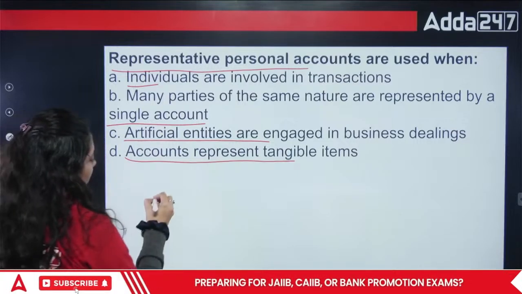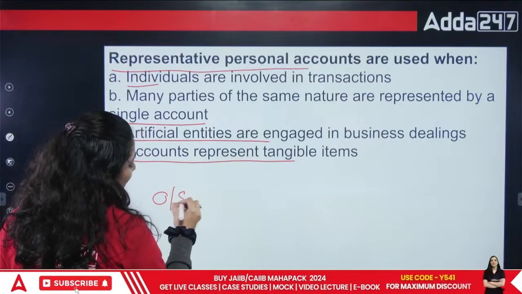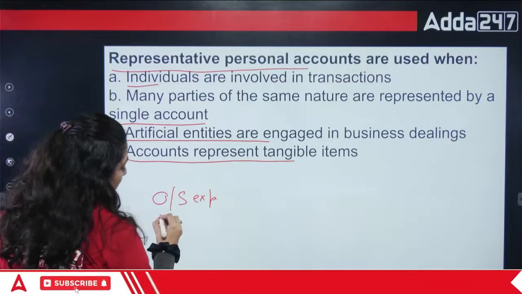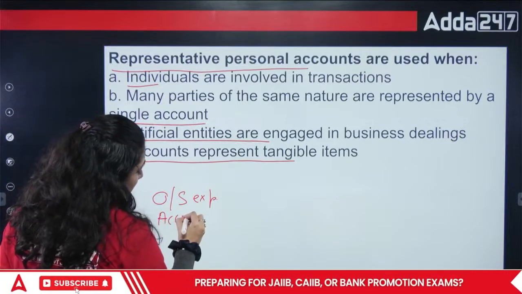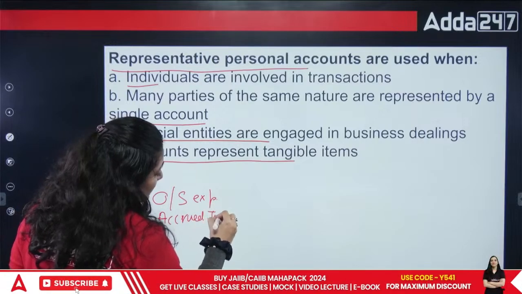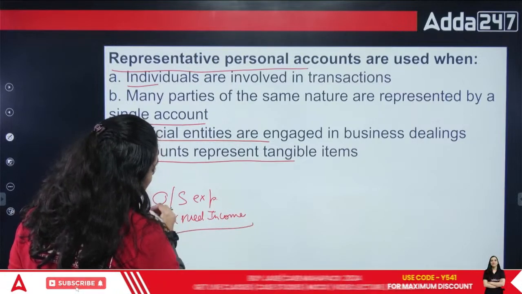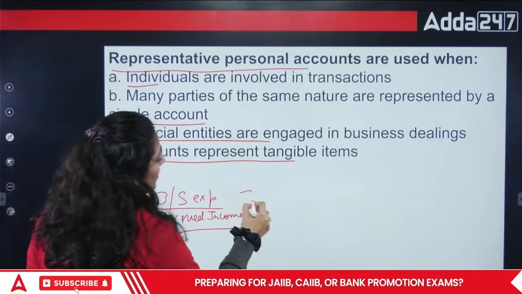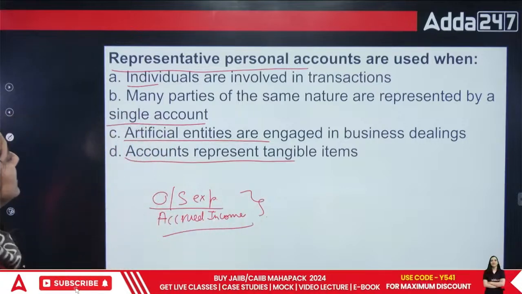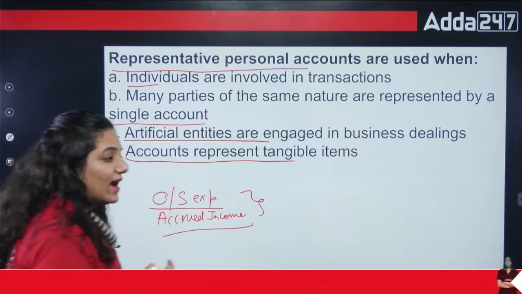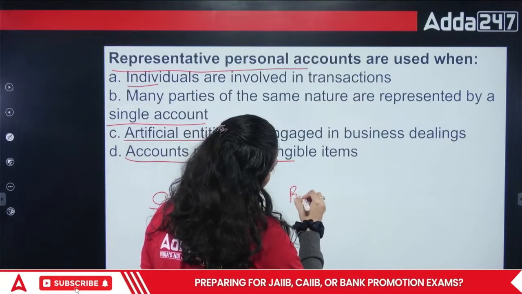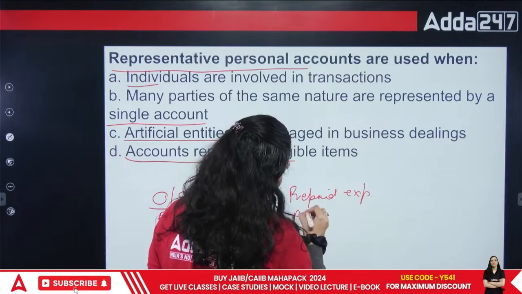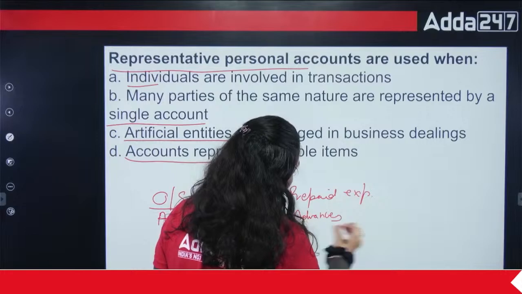We are going to talk about outstanding expenses. I have to pay to someone. Then I have accrued incomes, the income that I have to receive. So outstanding expenses, accrued incomes, they are all a part of this area. Then prepaid expenses are also part of it, and advances. These are all to be covered in this area.